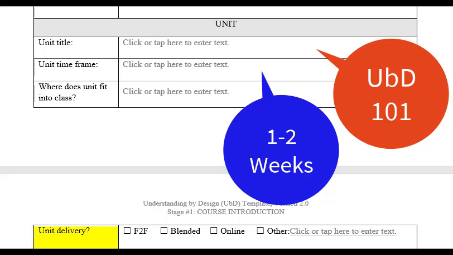And then finally, how are we going to deliver this unit? Is this a face-to-face class? Is it blended between in-class and online? Or is it a fully online class like this workshop?